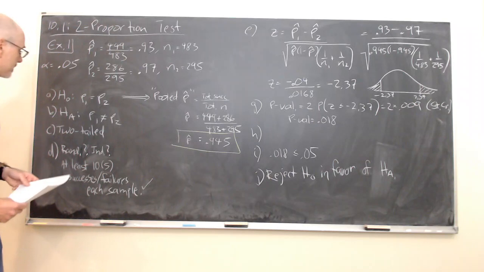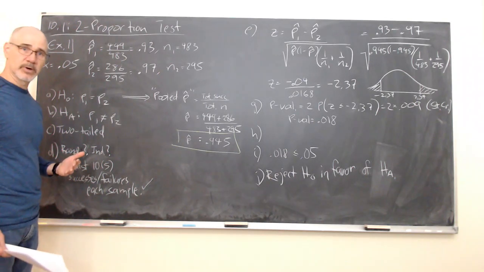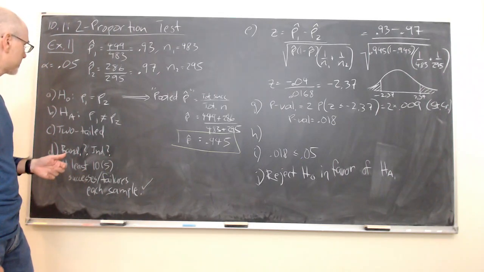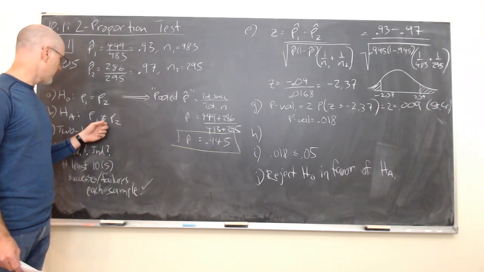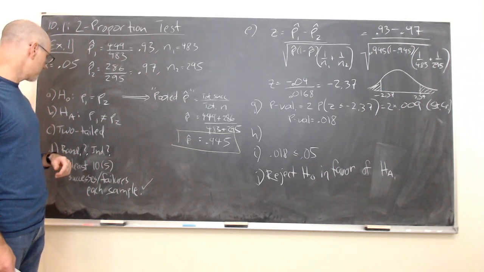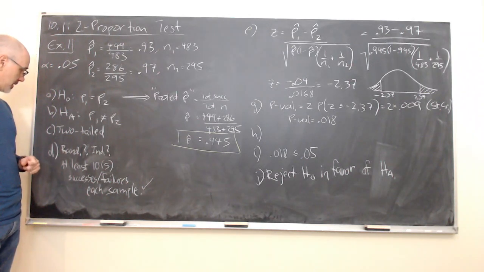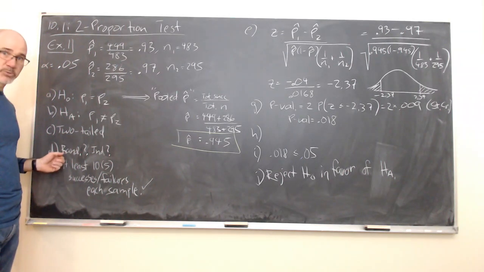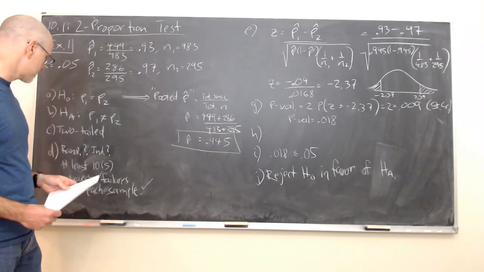All right, now in the statement of the example, there's no leaning one way or the other for how we think private and public graduation rates compare. We're just looking for a difference. So our alternative hypothesis is that P1 is not the same as P2. That makes it a two-tailed test. And then in part D, we're supposed to explicitly check the requirements for the test.